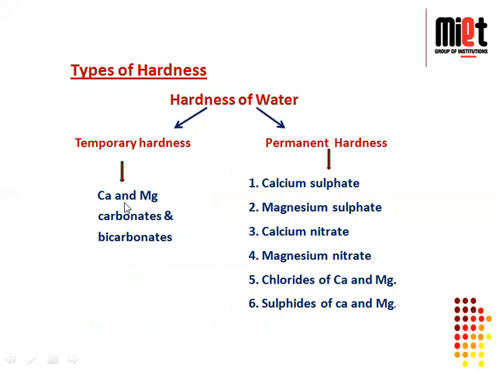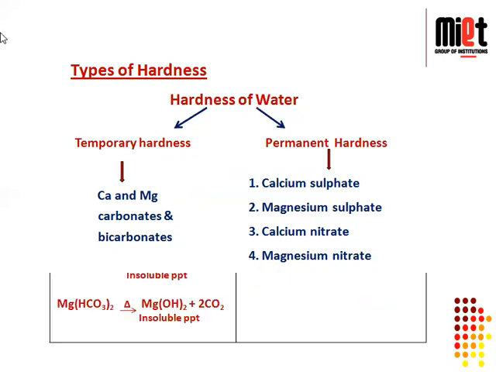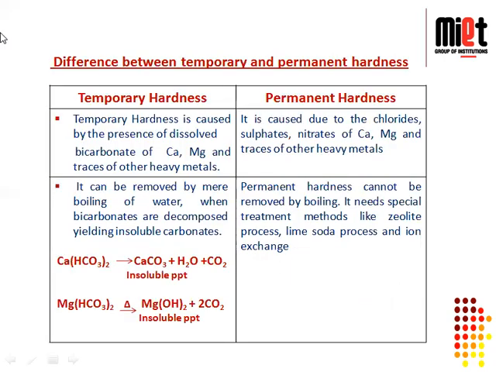The salts which are responsible for temporary hardness are the bicarbonates and carbonates of calcium and magnesium metal. They are known as temporary hardness. It means they can easily be removed. But for permanent hardness, the salts of calcium and magnesium, chloride, sulfate, nitrate are responsible. So let's have a look at the differentiation between the temporary hardness and the permanent hardness.